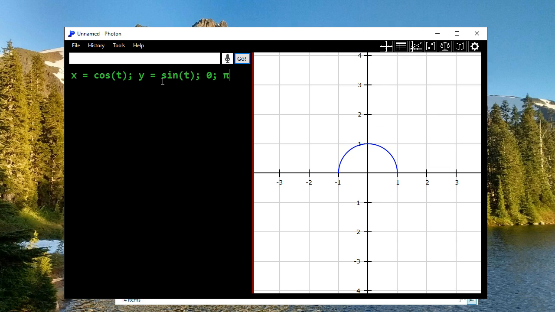So again, this is a parametric equation, but you could do anything you wanted for x and anything you wanted for y. So there it is in a nutshell.